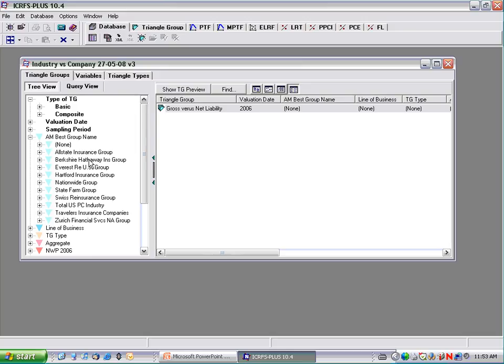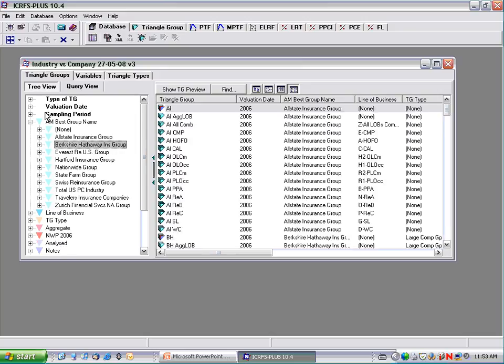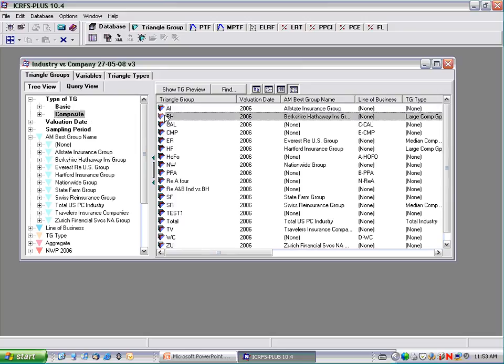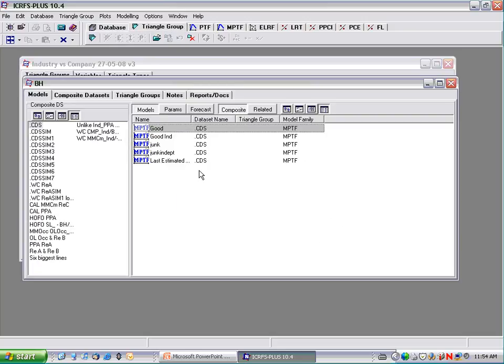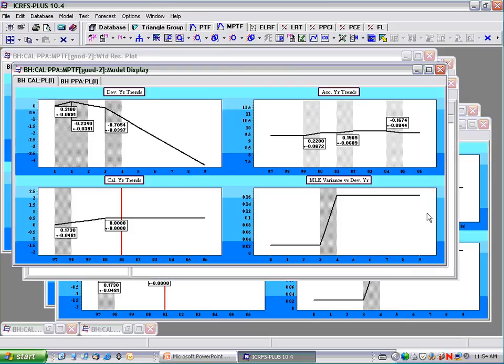If we go to Berkshire Hathaway, actually let's go to Composite. If we go to Berkshire Hathaway, Composite, BH, we can look at CAL and PPA. Oh, where's CAL? There it is, CAL and PPA. If we run the model good, and we run the model good again, so we're doing 2 runs of the same model, let's just look at the residuals.